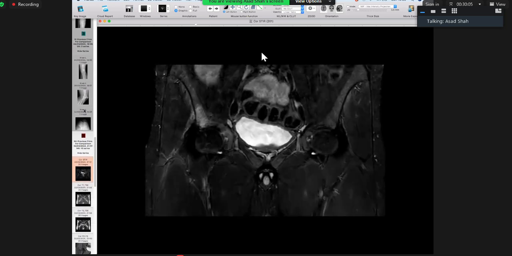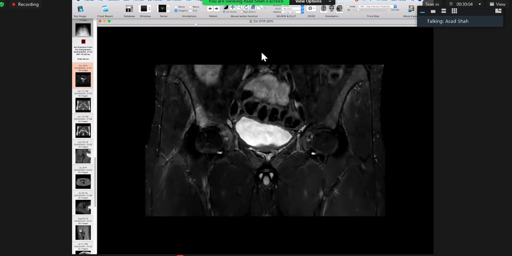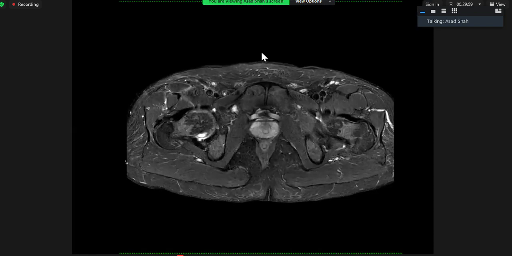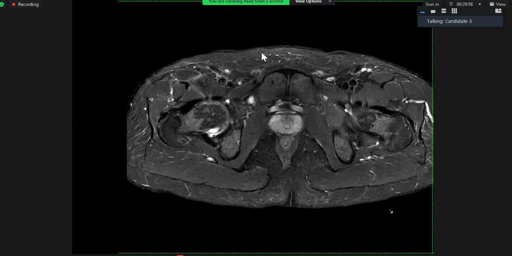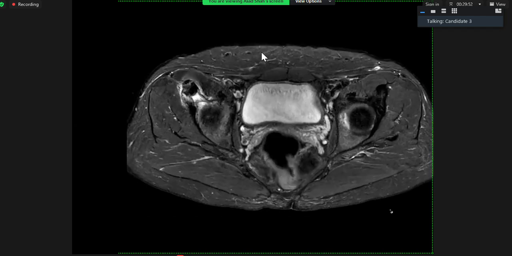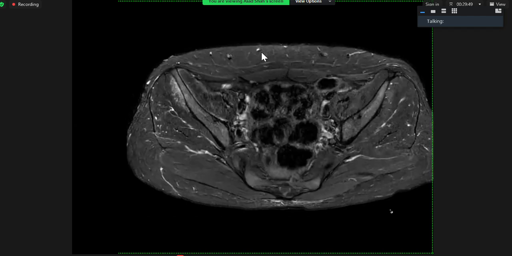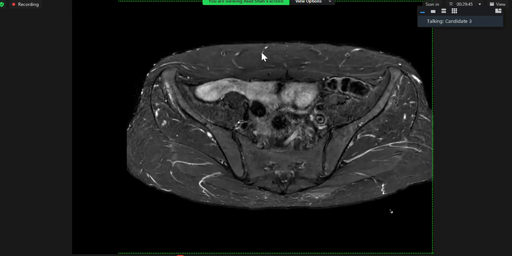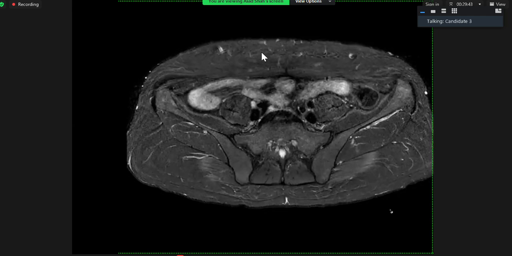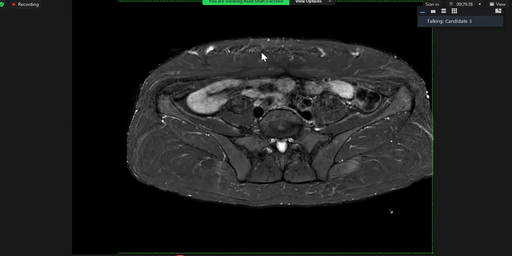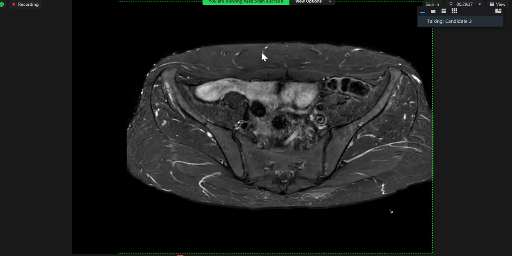I'll probably put the axial STIR up for all of you. Okay, you can scroll if you can, please. So I've been provided with T2 fat-saturated or STIR images of the patient who has hip pain and limping. So I'm going back to the area of interest.